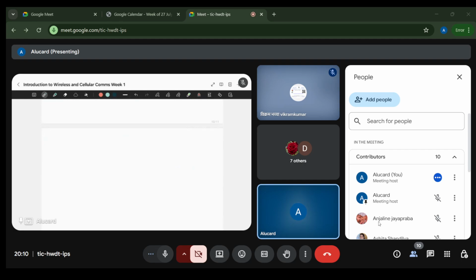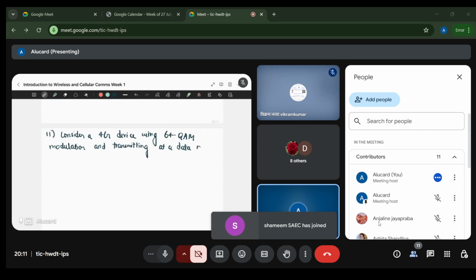Another simple problem. Consider a 4G device using 64 QAM modulation and transmitting at a data rate of 6 Mbps.